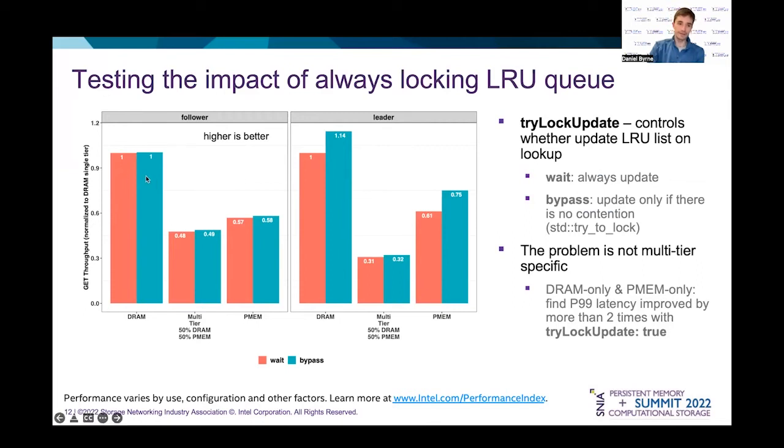We don't really see much of a difference in the get throughput in the follower workload because this workload is already stressing the lookup path enough, and it's not doing too many costly allocations. But we do see in our leader workload that the P99 latency is reduced when we have the try lock update enabled. So that points us to this idea that the allocations still are causing more contention in the LRU queues.